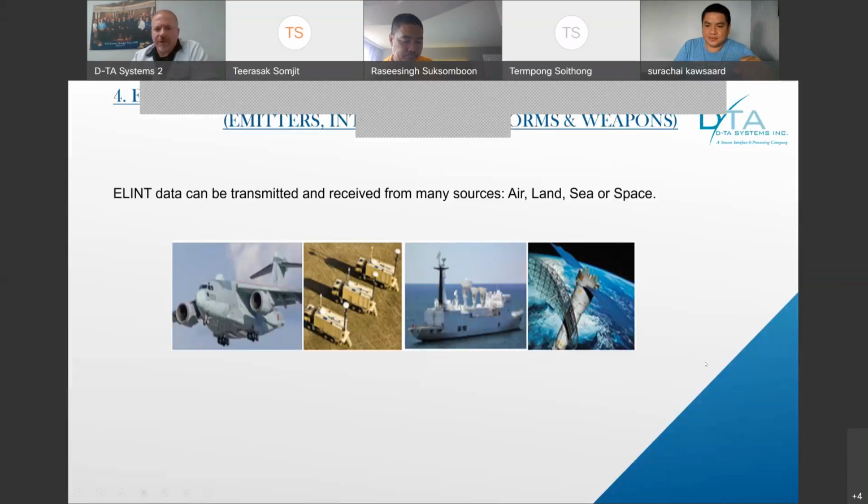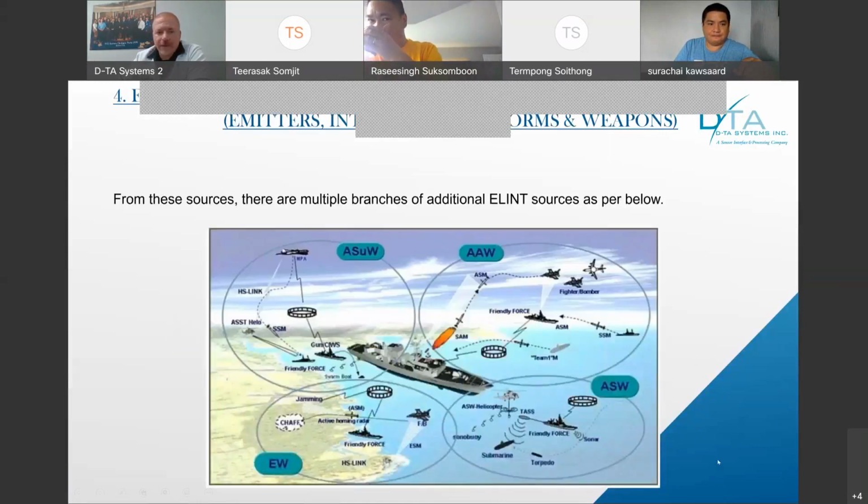So: emitter data types, emitters, intercepts, platforms, and weapons. ELINT data can be transmitted and received from many sources, be it air, land, sea, or space. From these sources, there are multiple branches of additional ELINT sources as per below. So we have early warning, anti-surface warfare, anti-air warfare, and then we have anti-submarine warfare.